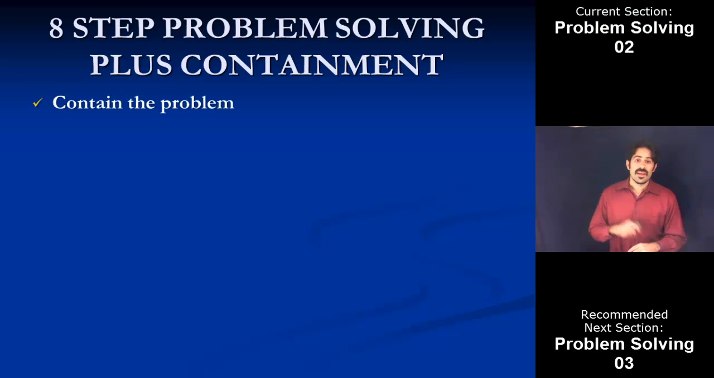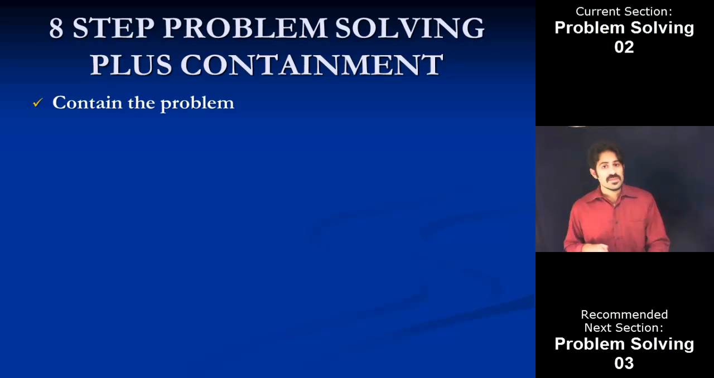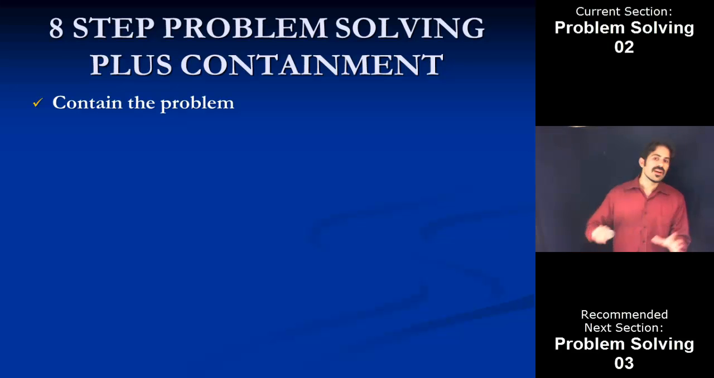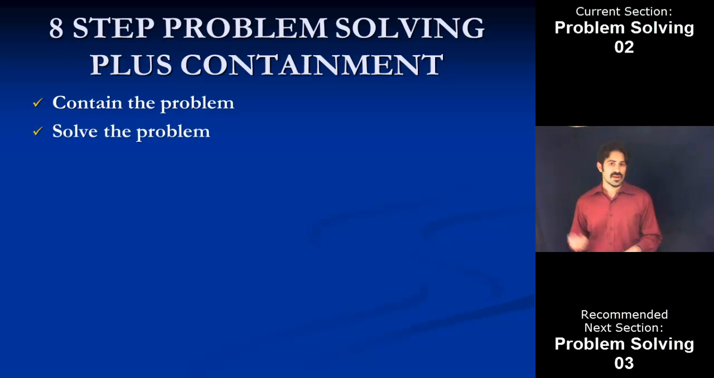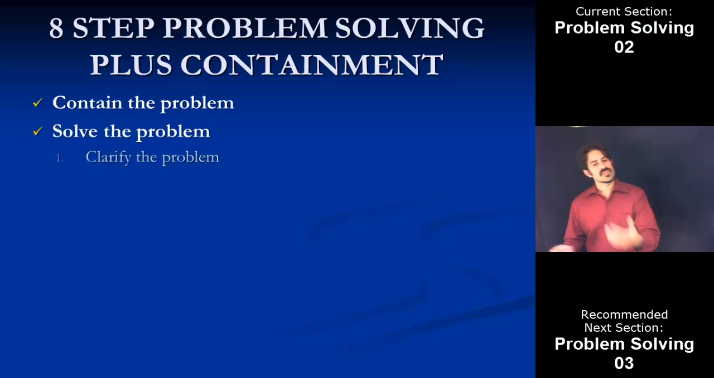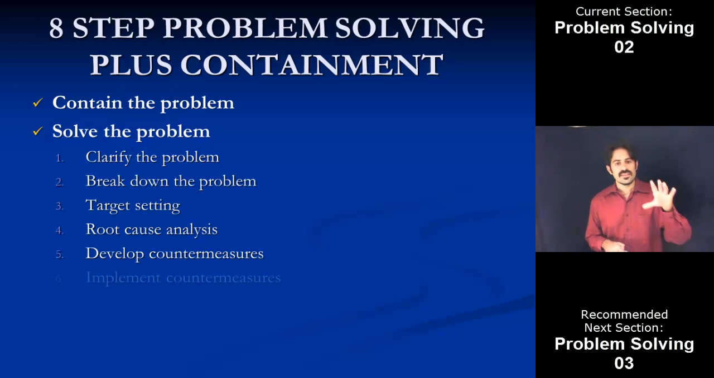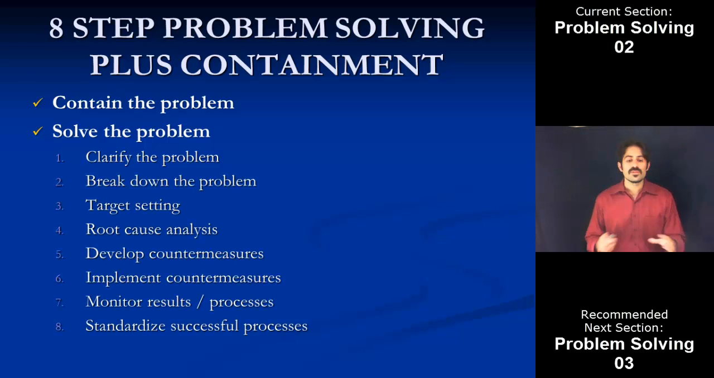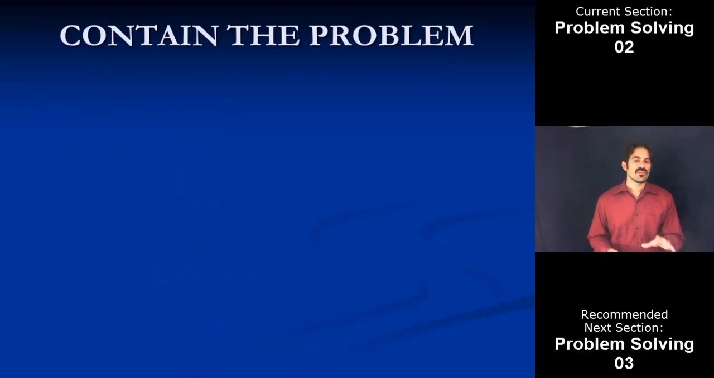So, as a general overview, it's an 8-step problem-solving process with the containment action added to it. The first thing we do is contain the problem. Stop flow out. We don't want to ship defects while we're still trying to figure out what we're going to do to solve the problem. Then, on the back end, after we've contained it, we want to actually solve it. And this is a list of what those 8 steps are that we're going to go through to solve the problem.